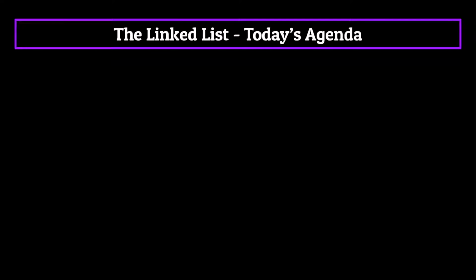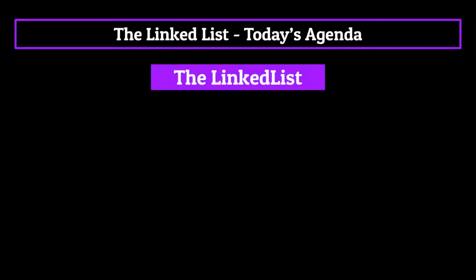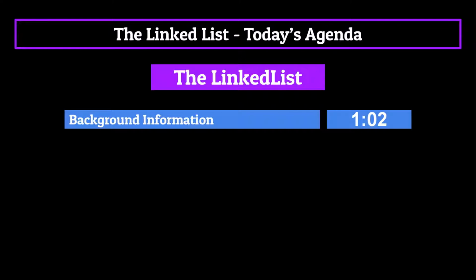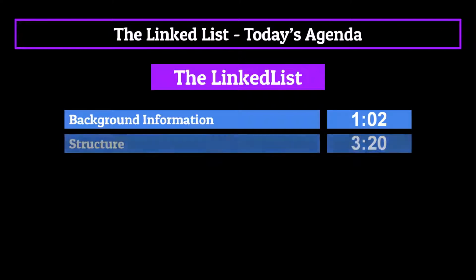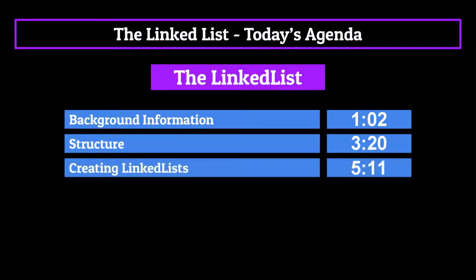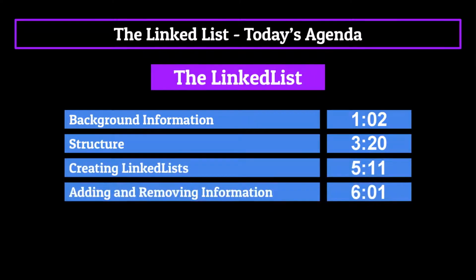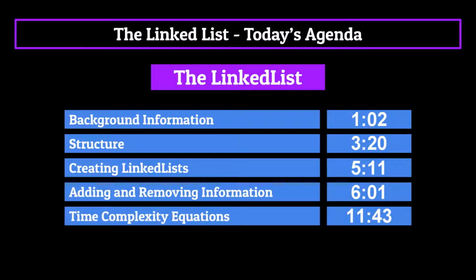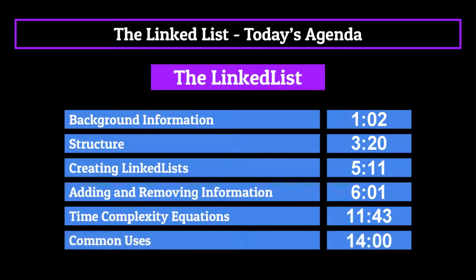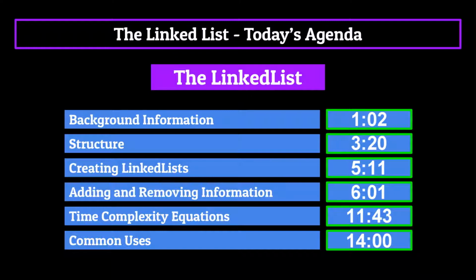As I mentioned before, today's data structure is the linked list. We're going to start off with some basic information on the linked list, such as some background and a talk about the structure of a linked list. Then, we'll briefly cover how we create linked lists before diving into how we add and remove information from them. Finally, we'll talk about the time complexity equations for a linked list and also some common uses for them, both in computer science and the real world. The timestamps shown on your screen now correlate to when we talk about each of these topics, so feel free to skip around.